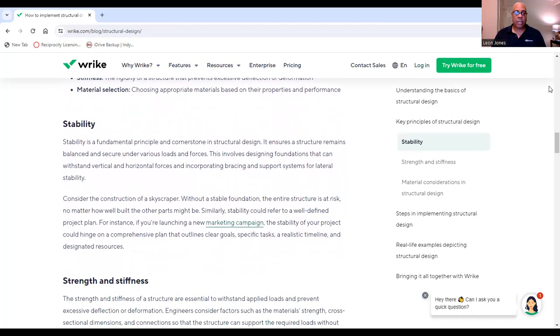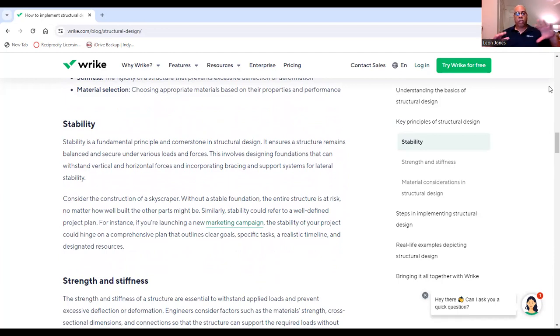So let's break everything down. Stability. Stability is a fundamental principle and cornerstone in structural design. It ensures a structure remains balanced and secure under various loads and forces. What I'm going to tell you is that when we deal with stability, it involves designing foundations that can withstand vertical and horizontal forces and incorporating bracing and support systems for lateral stability.